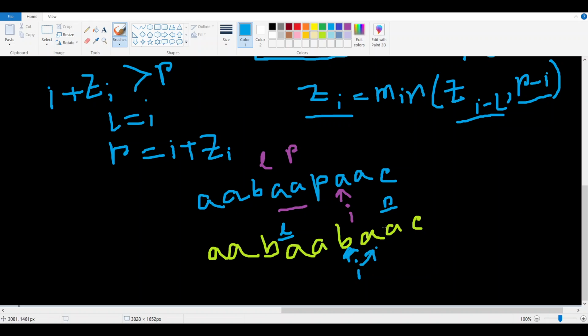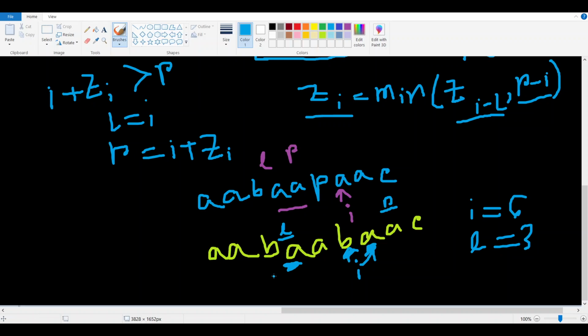So now the I value is 0, 1, 2, 3, 4, 5, 6. So the I value is 6 and the L value is 3. So Z of I minus L will be 3. So we are saying that this thing, Z of I minus L, is matching with this A, because we can say, right. So we will be initializing the Z of I value with a similar thing.